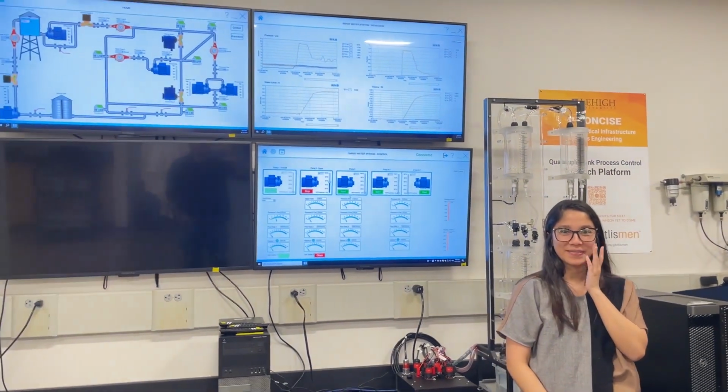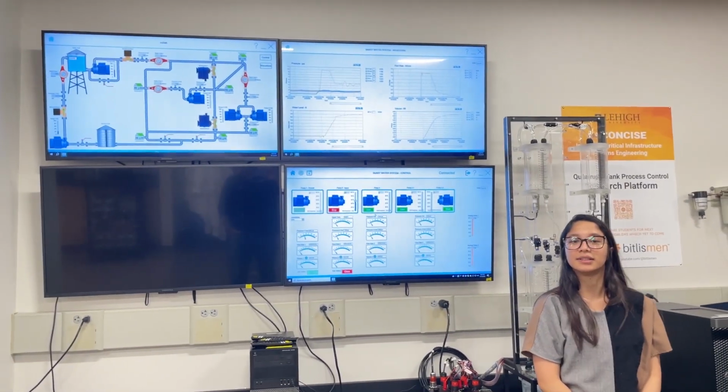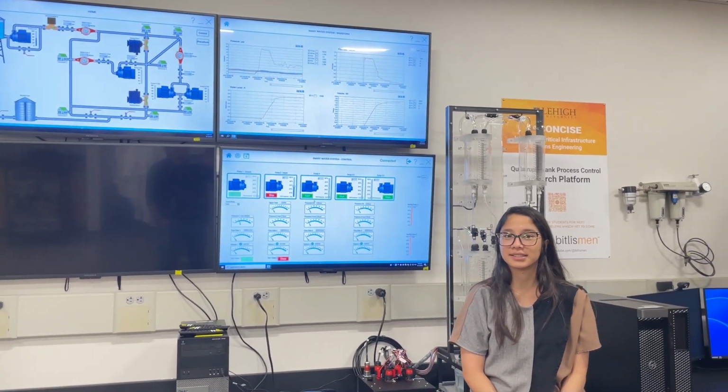Could you please tell us a little bit about the research aspect and how you are planning to integrate this with the OpalRT simulator? Yes.